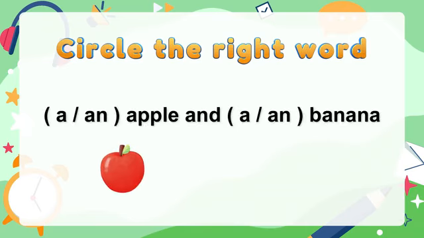An apple. Apple begins with a vowel, so we circle an. An apple. Banana begins with a consonant, so we circle a. A banana. An apple and a banana.